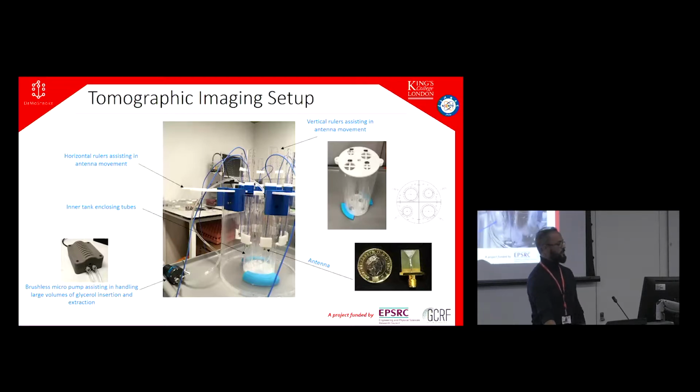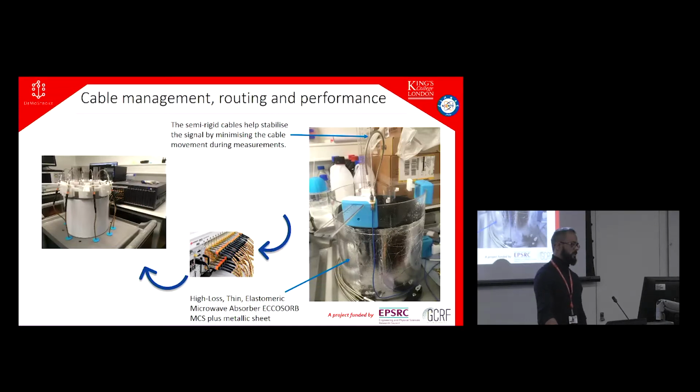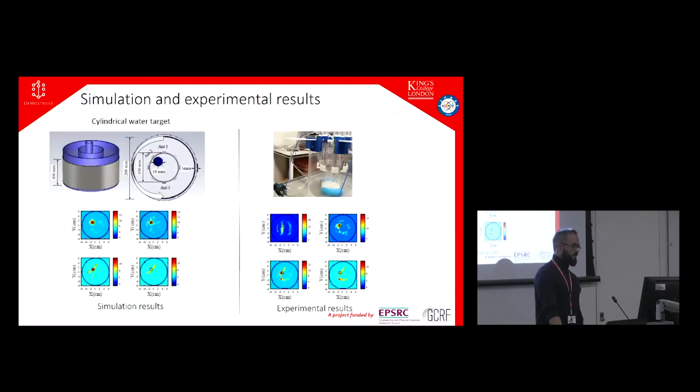Now this is the VNA device that we've recently built, an 8-port system, and all our antennas work at the same time using this device. Here are some examples of the simulation and experimental results that we've performed previously using the small antenna that I presented earlier. On the left-hand side, we have the cylindrical water target, and these are the results from the simulation data that we acquired from CST. On the right-hand side, we performed all these experiments using the setup that I presented earlier. And we found the target in the exact location in all cases.